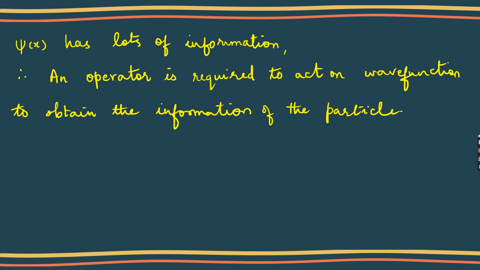So if we want to find the energy of a particle, we use an energy operator, which acts on the wave function and gives the information about which energy the particle is in. Similarly, if we need the momentum, we use the momentum operator. We'll learn about the operators in further videos, but we need an operator in order to get information about the particle.